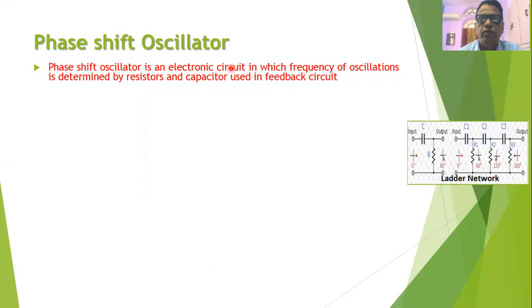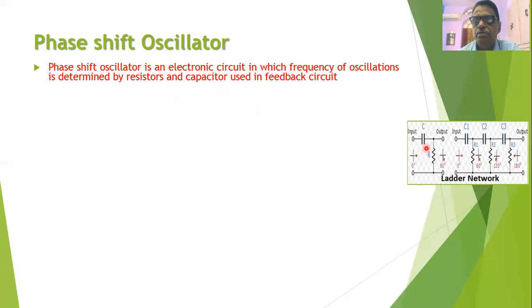A phase shift oscillator is an electronic circuit where the frequency of oscillation is determined by the phase shift network, or the network that is used in the feedback circuit, and this network is nothing but a resistance capacitor network. This network is also called a ladder network.